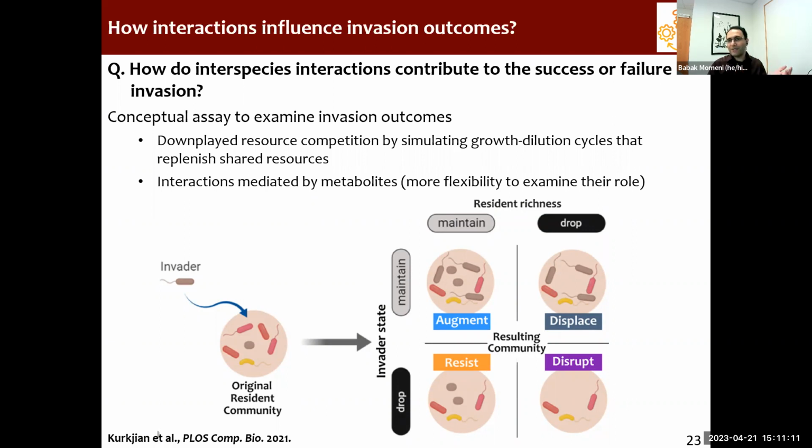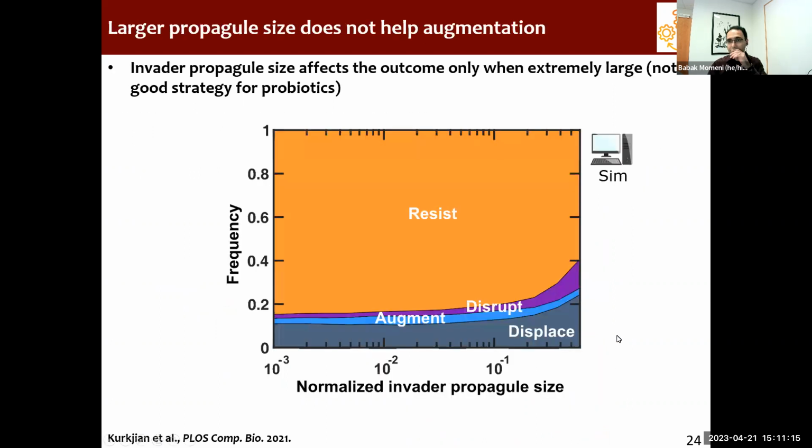So these are the four possible outcomes that you can see. And then we asked what happens to the frequency of these outcomes under different situations. The first thing that we are looking at here is the effect of propagule size of the invader. So what happens if we add more and more of the invader into the community?